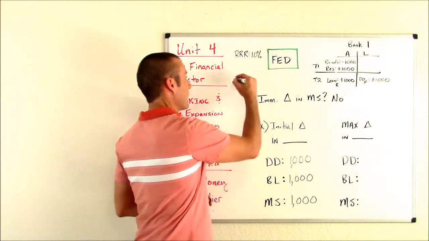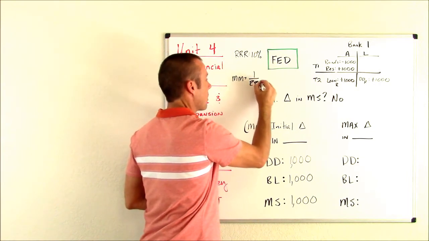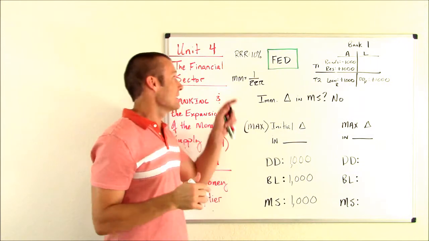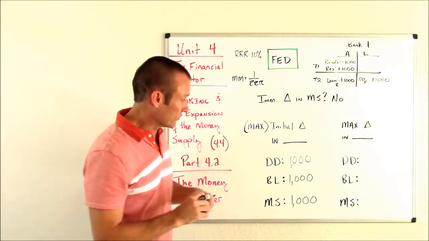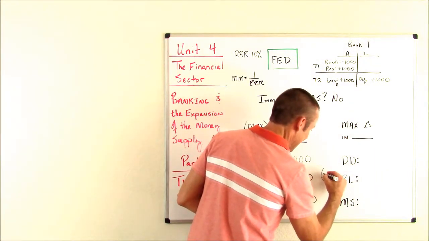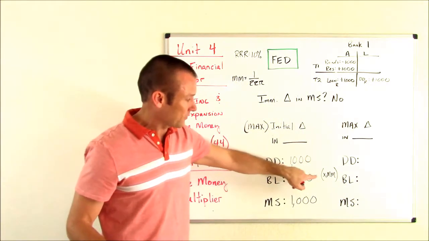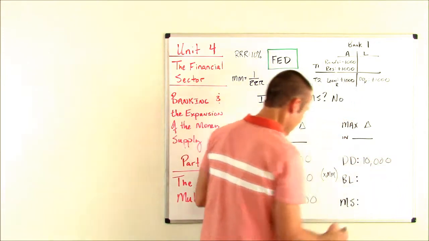What's the money multiplier? Money multiplier is 1 over the RRR. Since my RRR is 10%, it's 1 over 0.1, which is 10. So 1,000 times my money multiplier. Okay, again, I am multiplying by my money multiplier. 1,000 times my money multiplier, I'm going to put 10,000 right here.